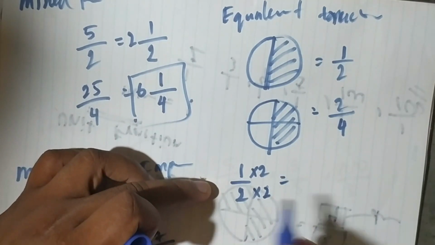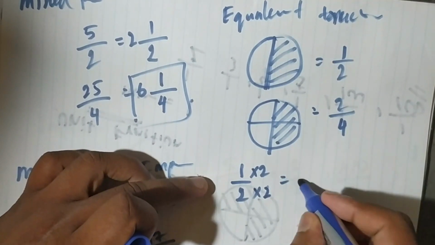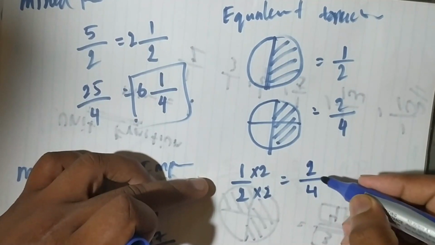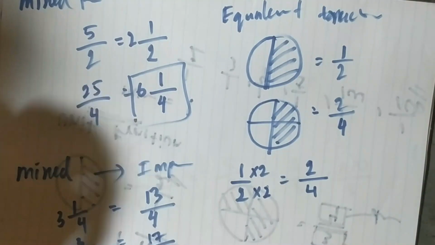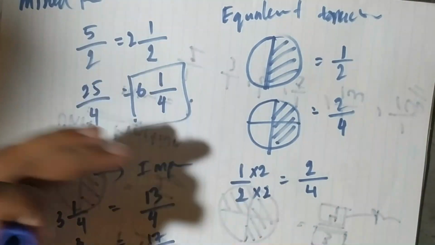So just taking an example, 2 into 2 is 4, 1 into 2 is 2. So this fraction and this fraction are equivalent fractions. That means those two are equal, not different.